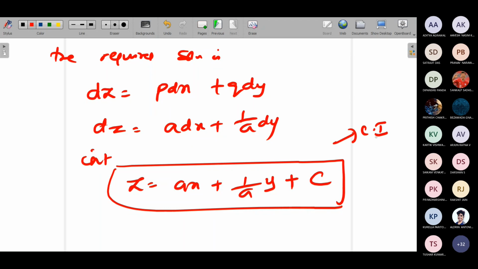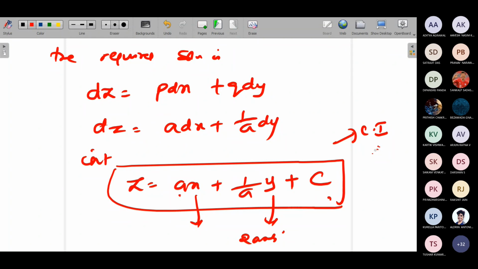So this is your complete integral for the problem. Why do you call this a complete integral? How many independent variables are there? x and y are your independent variables. How many arbitrary constants are involved in this? 2 arbitrary constants are involved, a and c. So therefore, this is your complete integral for the required problem. Is it clear? Yes, ma'am.